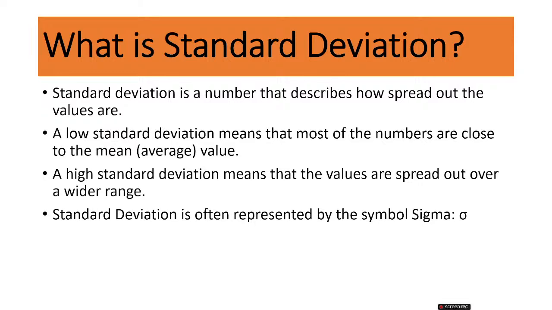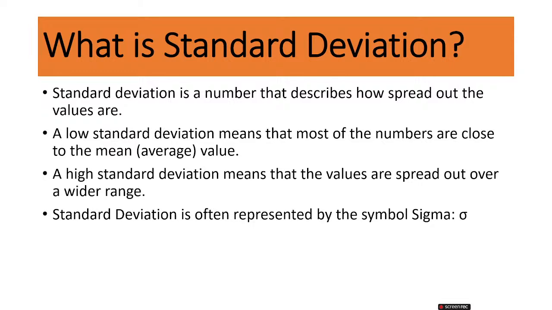So basically, this is the standard deviation theory part. Standard deviation is a number that describes how spread out the values are. Mainly, when you get a low standard deviation, it means that most of the numbers are close to the mean value or average value, and a high standard deviation means that values are spread out over a wider range, and standard deviation is often represented by the symbol sigma.